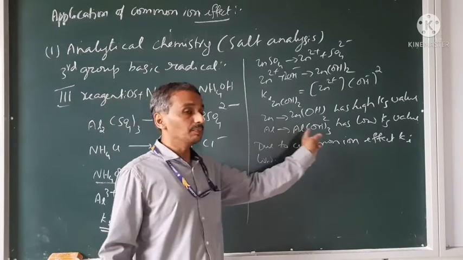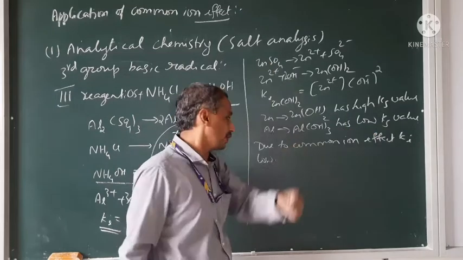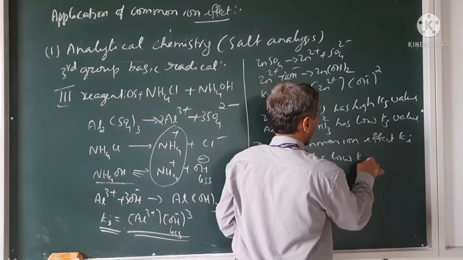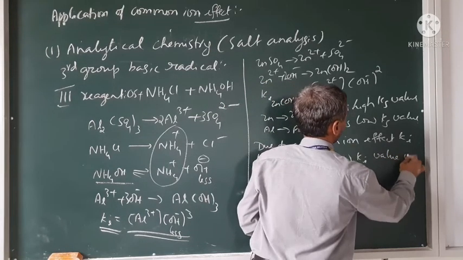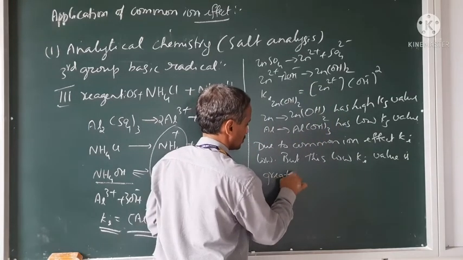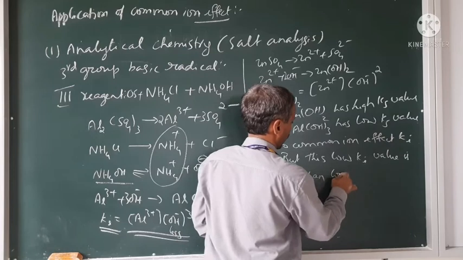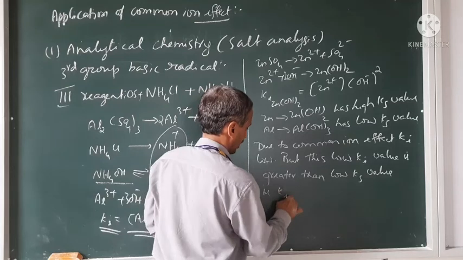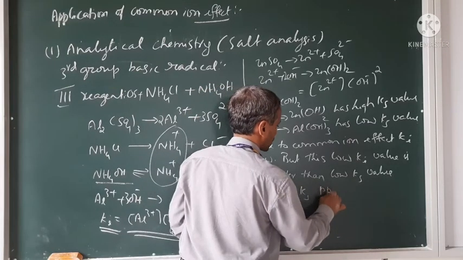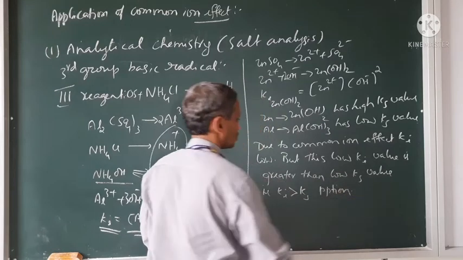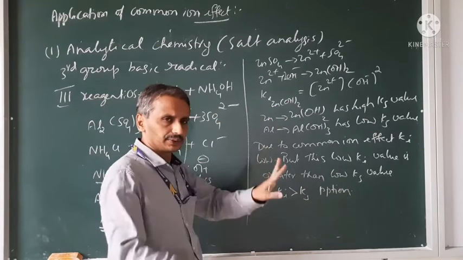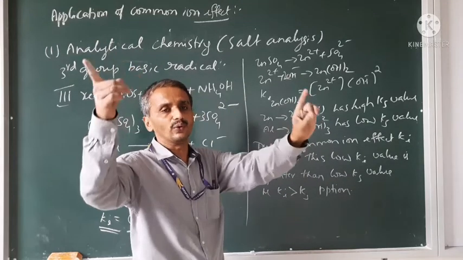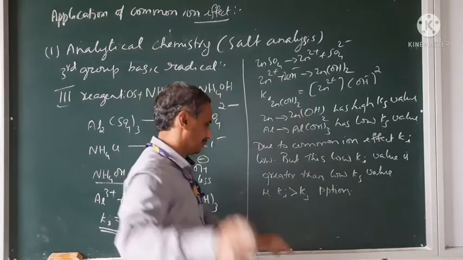But what is it here? Aluminium hydroxide has a low Ks value also, but this low Ki value is greater than the low Ks value. That is, Ki crosses Ks and the precipitation occurs. But never in the third group basic radical detection will I get a high Ki value. Because of the common ion effect, I'll get a low one only.